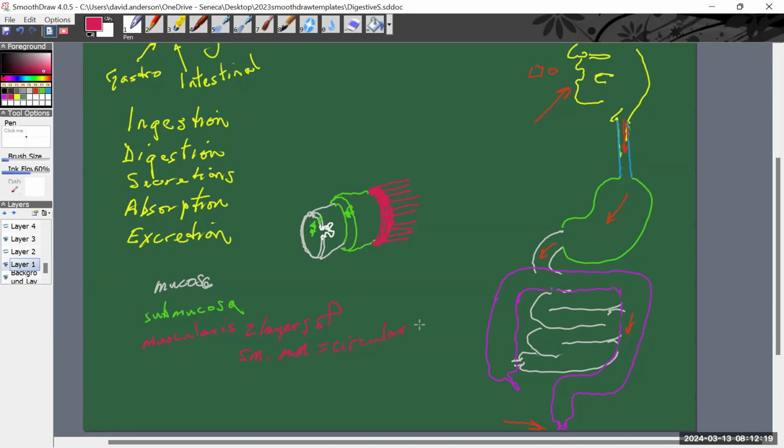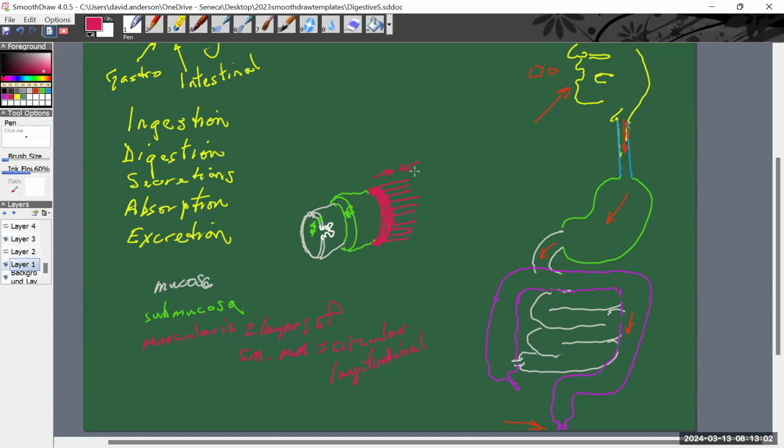So when the circular layer contracts, what's going to happen to the lumen? Constrict. That's right. The lumen diameter is going to get smaller. And what would happen when the longitudinal layer of the smooth muscle contracts? Well, if it contracts, it's going to shorten, right? Yeah. Longitudinal, it's going to shorten.